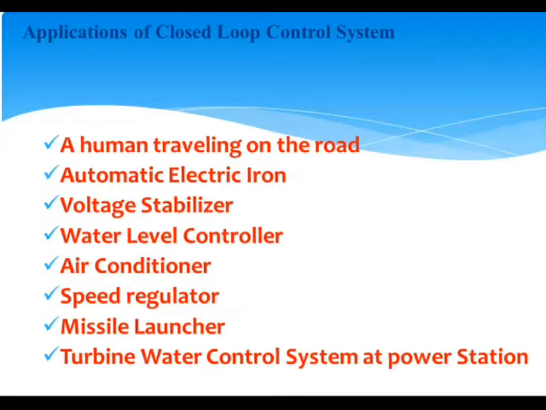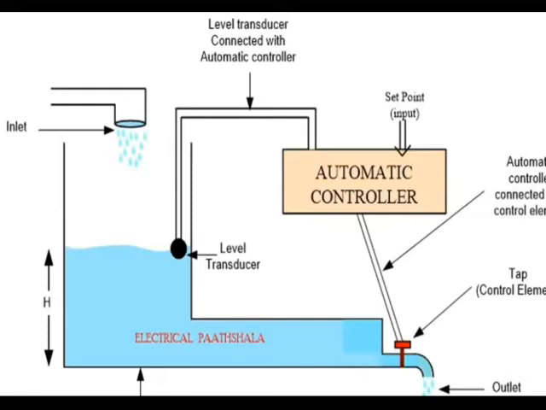Such a system is called an open loop system. Another example of a closed loop system is, you can see here, this is a water level controller. The water level in the tank is controlled by means of a closed loop system. We have a level transducer which maintains the water level, and an automatic control is present which will be opening and closing the valve accordingly to maintain the water level.